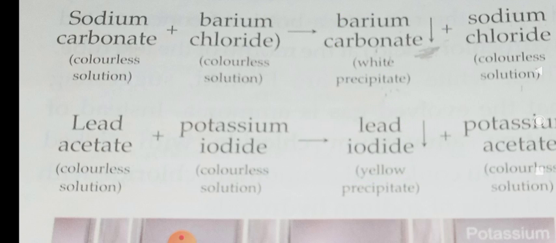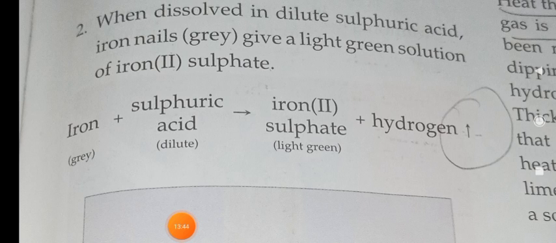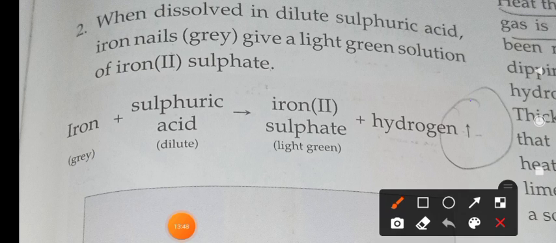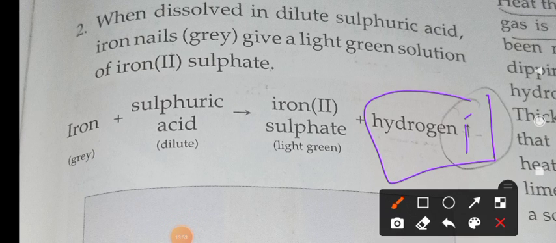Is it clear, children? Similarly, gases are indicated by the upward arrow mark. See, hydrogen is evolved, so gases are indicated by an upward arrow mark, and precipitates are indicated by a downward arrow mark. Keep this in your mind.